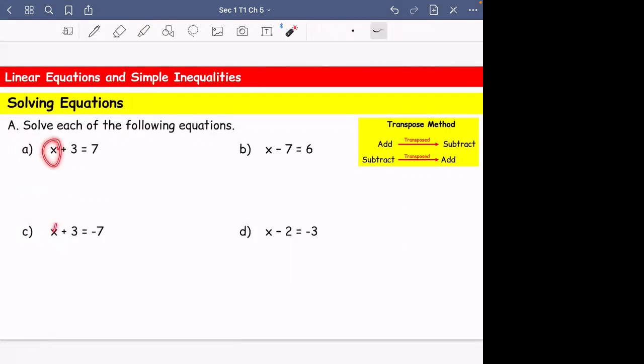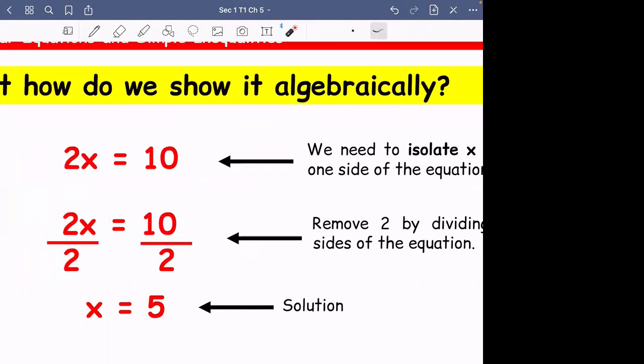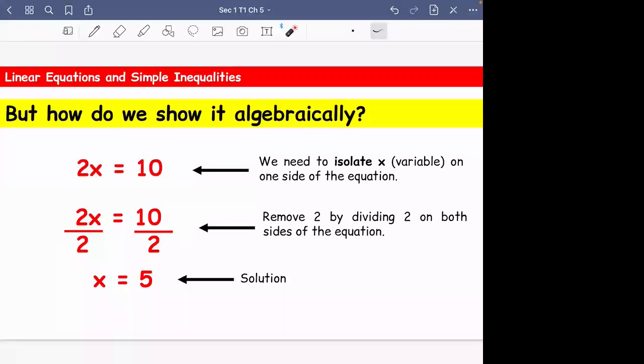x is just x, right? What if it has a number with it? What if it has a coefficient like this? What if your question is 2x is equal to 10? How do you solve for x?